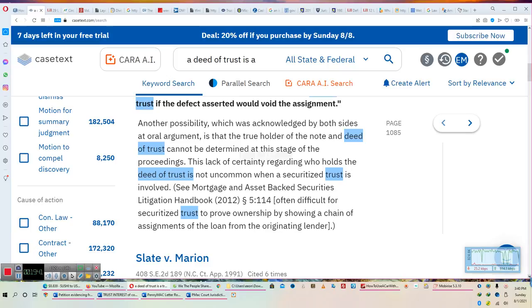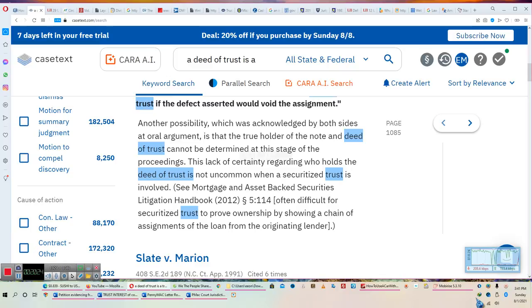This lack of certainty regarding who holds the deed of trust is not uncommon when a securitized trust is involved. Ladies and gentlemen, MERS. This whole mortgage-backed security junk. Okay, you have the right because only the true holder of the note and of the deed of trust can sue to foreclose. These attorneys do not have an agreement with them. The trustee may come in, but the trustee will have to prove that it has the authority to act as trustee. That's why the assignment is necessary.